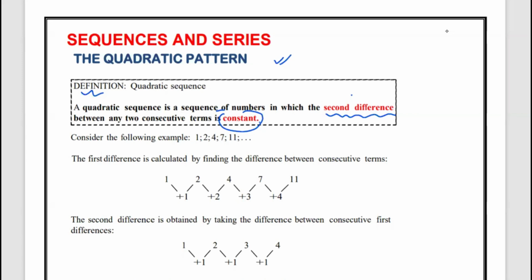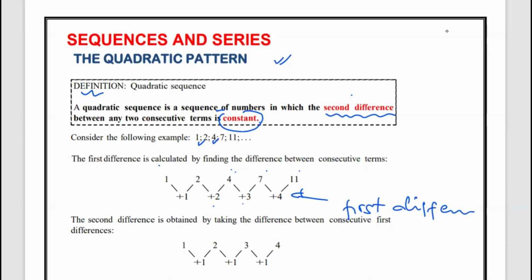Okay, so let's have a look at this example. If we have our numbers 1, 2, 4, 7, 11, and so on, this is our pattern. So we can say that there is the first difference between the numbers. If we get T2 minus T1, that's 2 minus 1 is a 1, 4 minus 2 is a 2, 7 minus 4 is a 3, 11 minus 7 is a 4. So these represent what we call the first differences.